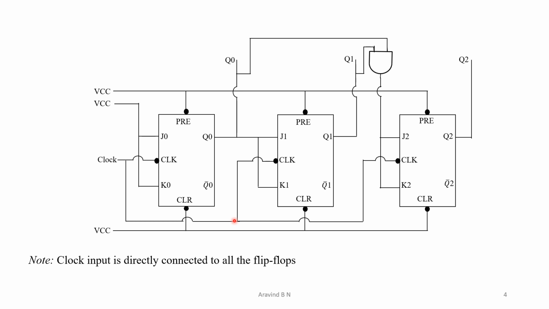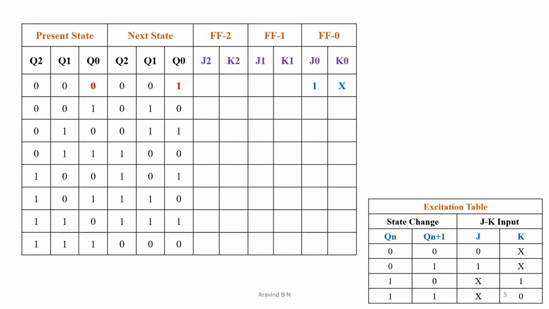Now let us get into the design issues of it. In the design, what we are going to identify are the expressions for J0, K0, then J1, K1, and then J2 and K2. And when we realize those expressions, this is the representation we finally get. Let us get into the realization part.